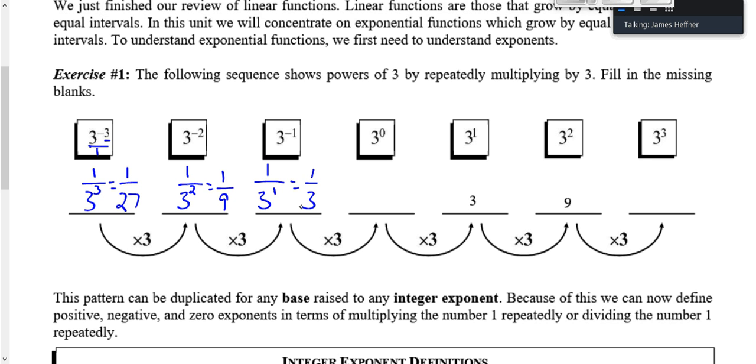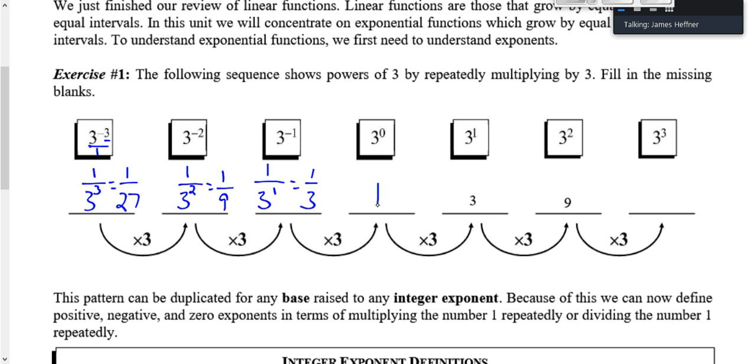Who can tell me what anything to the 0 power is? Undefined. No, not undefined, and not 0. You're thinking of 3 times 0. This is 3 to the 0 power. Does anybody remember from algebra? Well, it's 1. Anything to the 0 power is 1. And if we have a minute, if we get some time, maybe I'll explain why that is.